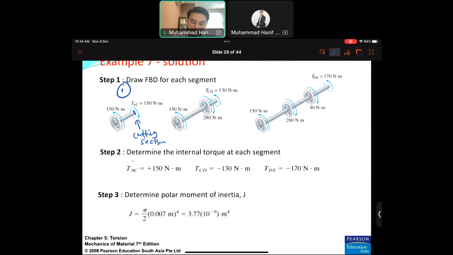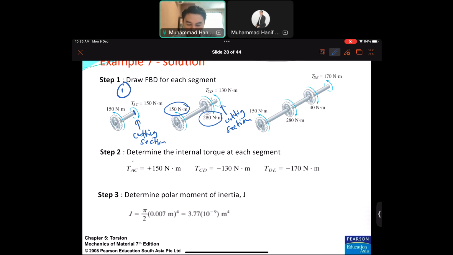Okay, so on the left part we have an external load of 150, and the other external load is 280 Newton meter. And for the internal load of TCD, you cut at the cutting section, so you will have an internal load of T. It should be the other way around from the nearest external load. So if the external load of 280 is clockwise, for example, the TCD should be anti-clockwise.